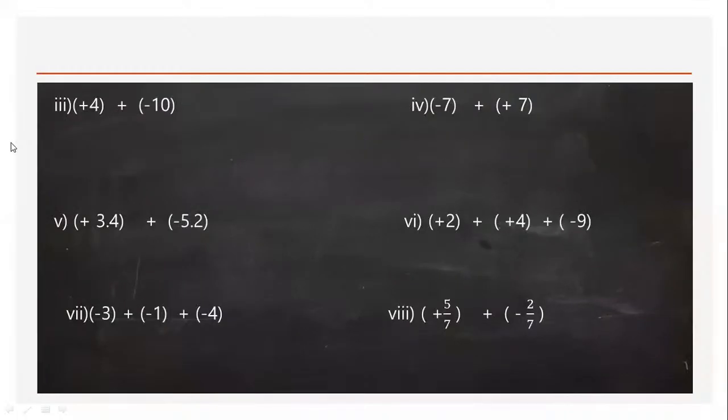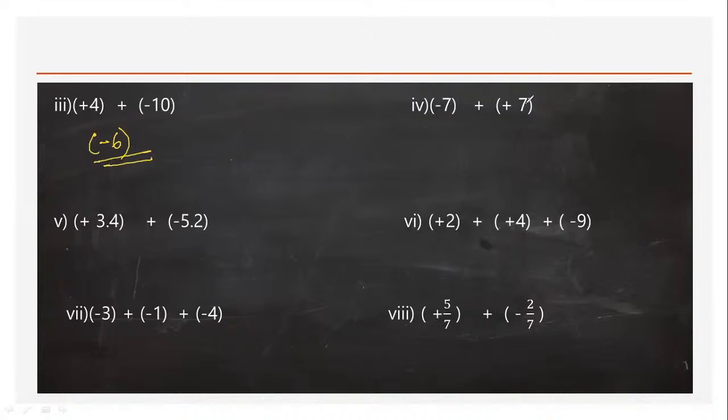Let's do these sums according to that concept, right? When different signs are added, you have to take the difference, and in the answer we add the sign of the larger numerical value. Now look, we have to add these two, so you can take the difference. The difference of 10 and 4 is 6. 10 contains a negative value, so you include negative in the answer, minus 6.